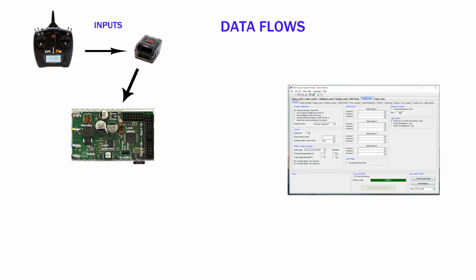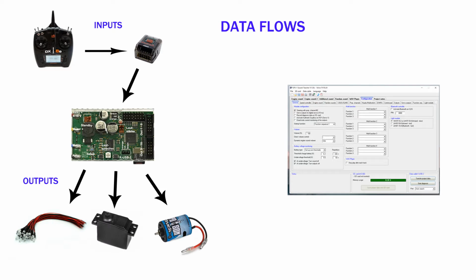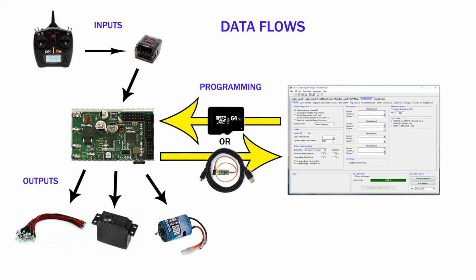Hopefully this should be clear to you by now. The data flows are inputs, transmitter and receiver to the SFR-1, outputs, that's the motor speed control, servo and lighting, programming, which is via the micro SD card or USB data cable to the Sound Teacher running on your PC. You may of course have a direct channel to a peripheral such as another servo or an ACU or O2.